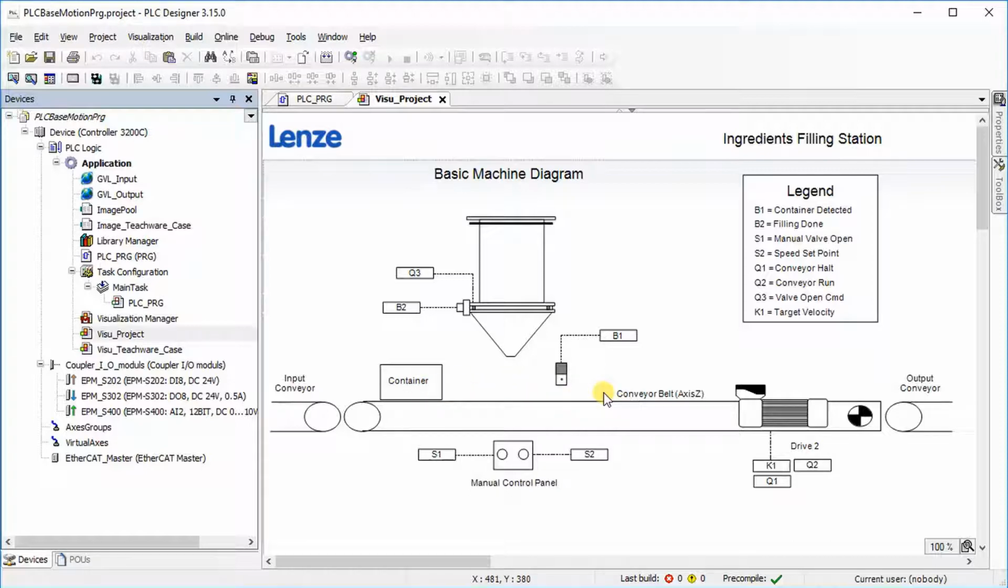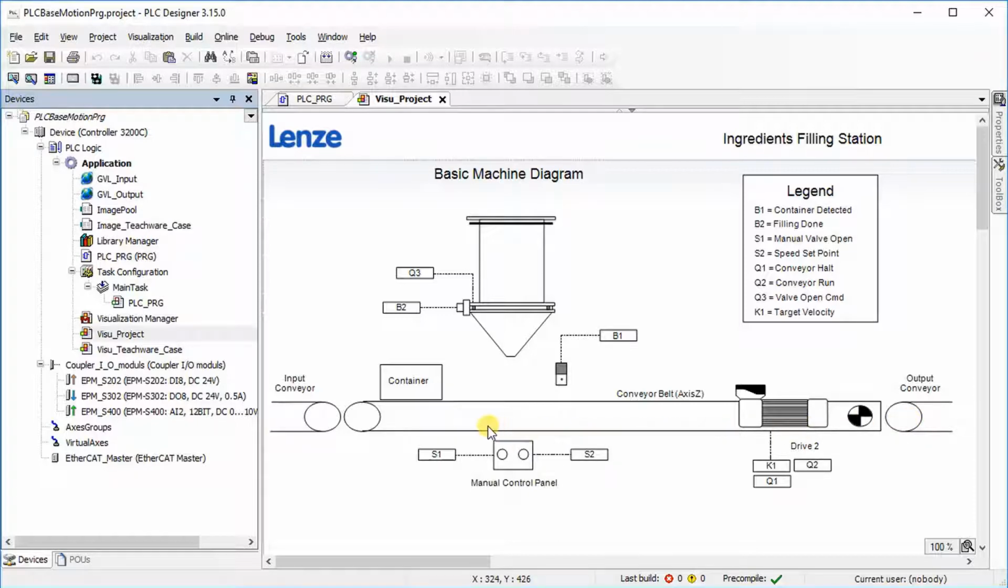The conveyor belt system consists of three distinct sections. On the left side, there is the input conveyor belt on which the container comes in. The main conveyor belt is in the middle. It transfers the container to and from the filling position. On the right side, there is the output conveyor belt on which the container goes out.